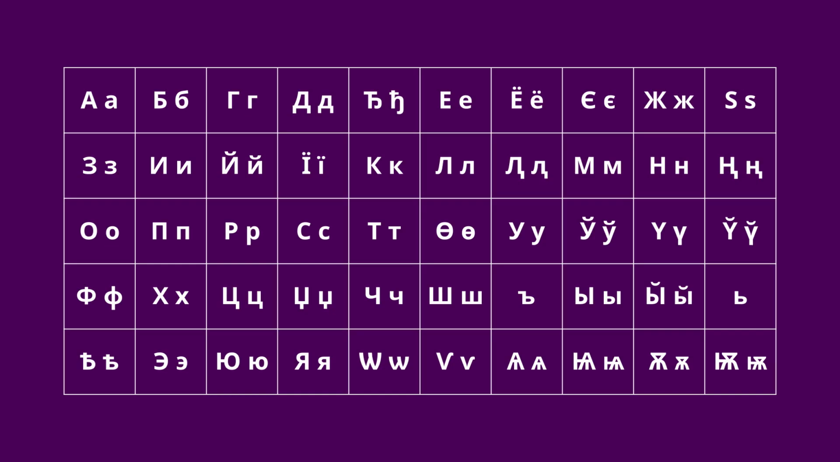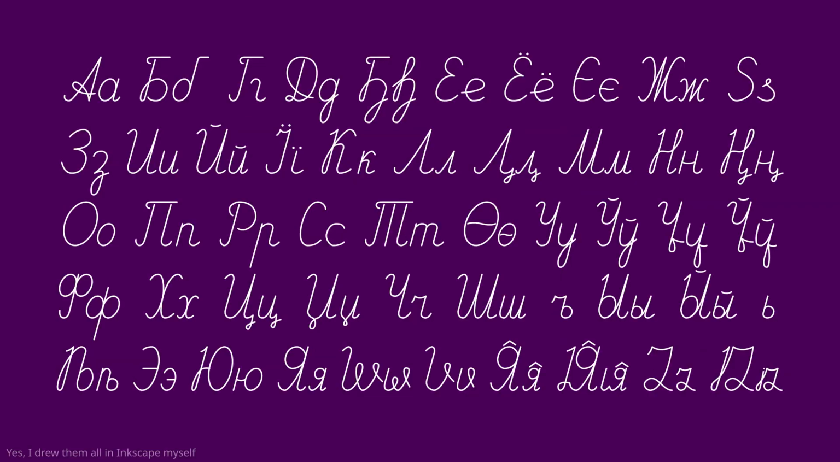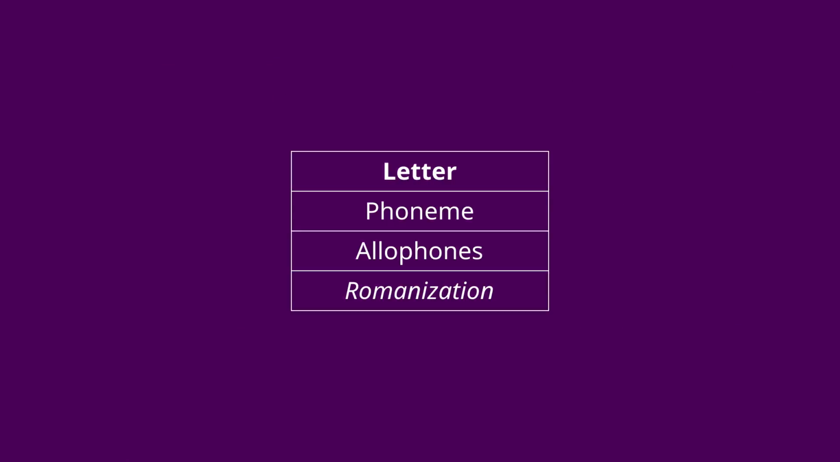There are a total of 50 letters, and as any other Cyrillic-based alphabet, this one has a tradition of handwriting in cursive. To describe how each letter is pronounced, they are organized in tables of 4 rows. In the first row, there are letters, next phonemes and allophones, and last the romanization.